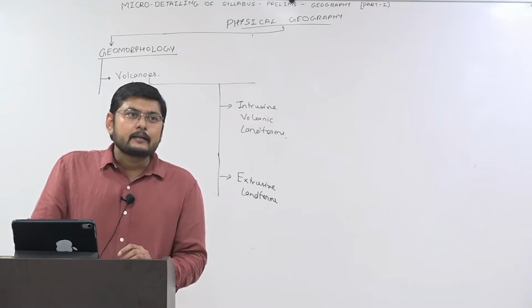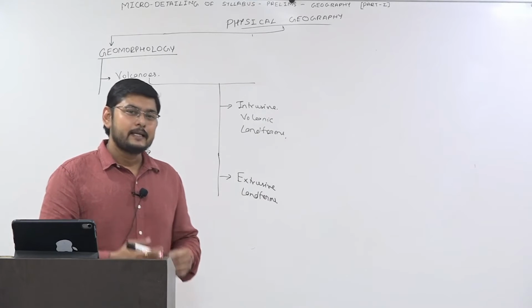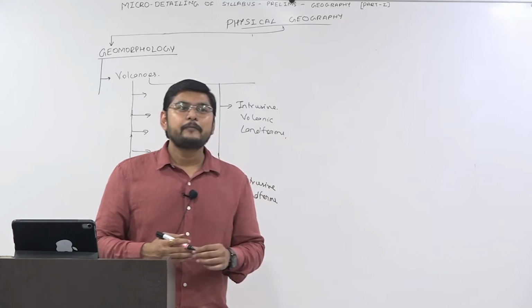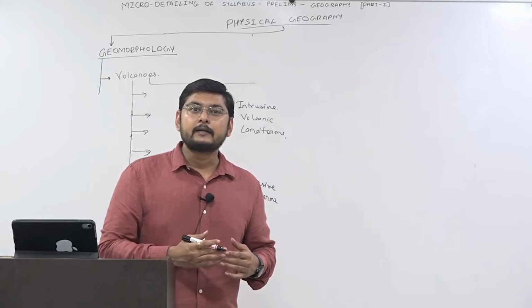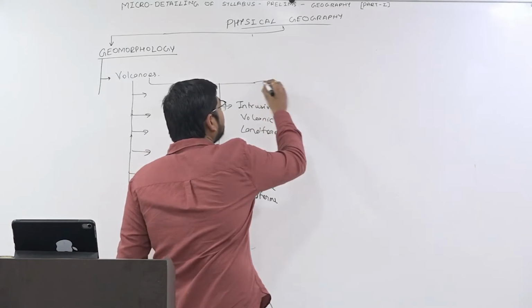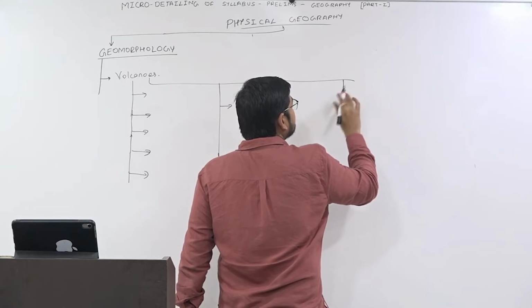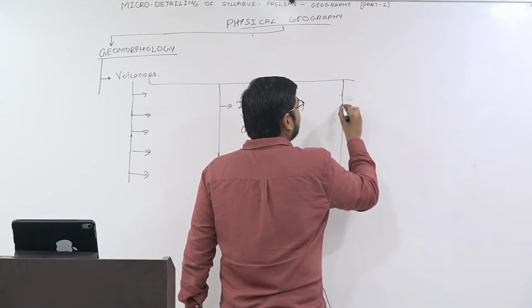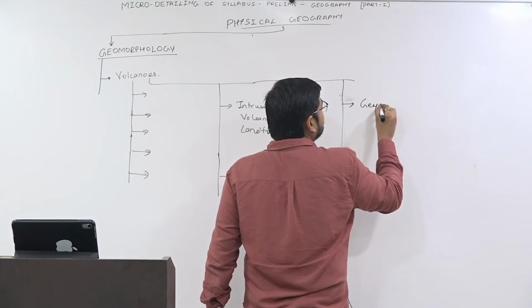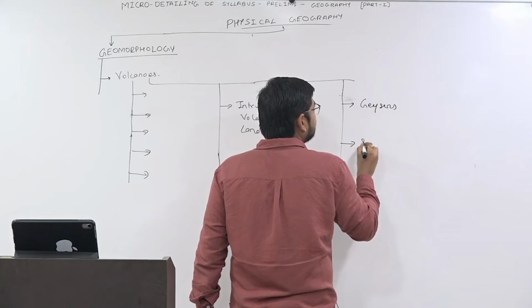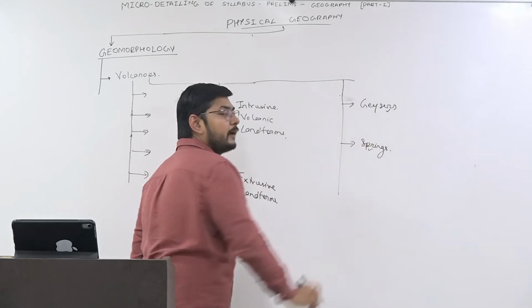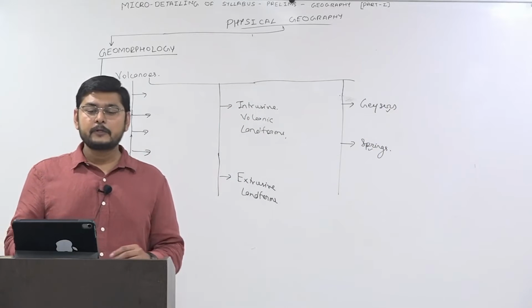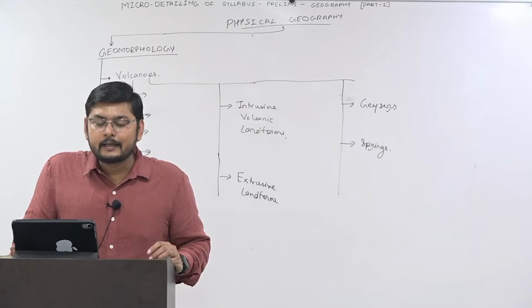Then we'll be seeing that because of volcanism, there are some geographical features which happen over the earth. For example, we have geysers, we have springs. Why have these geysers formed, why have these springs formed, what is their origin? So we will study this in detail.